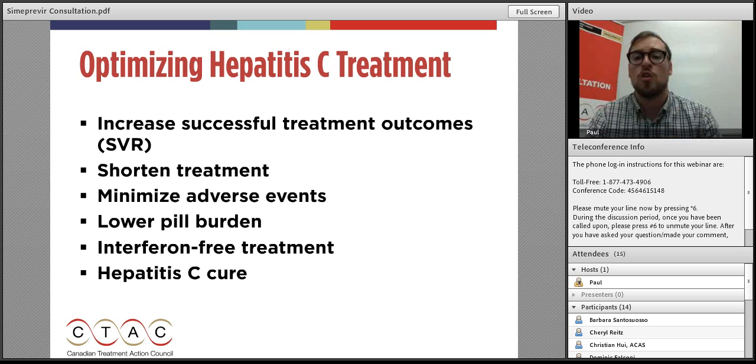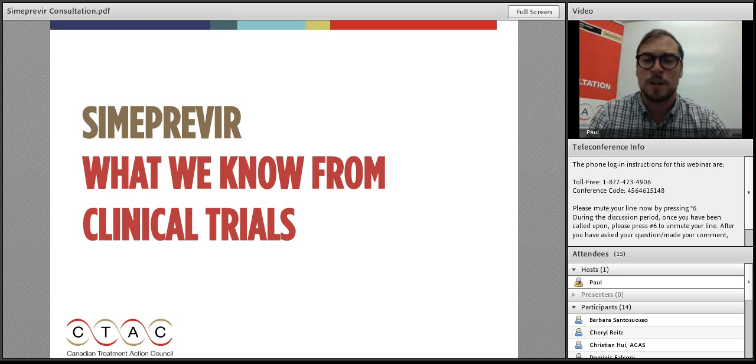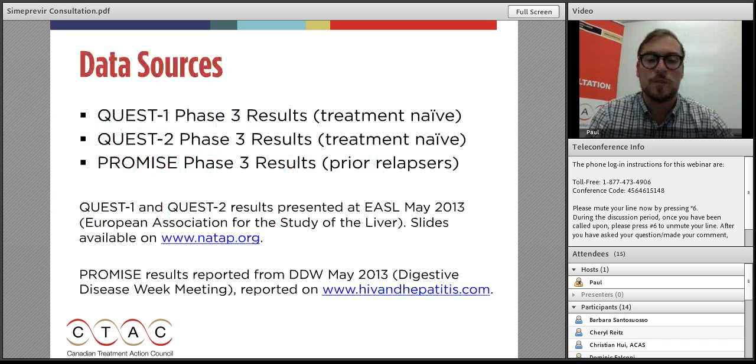Okay, so now I'm going to move into what we know about Simeprevir from the clinical trials. I want to give everybody full disclosure about where I have obtained this data. I'm going to share data from the phase 3 trials for Simeprevir, and specifically the Quest 1, Quest 2, and Promise trials. Quest 1 and Quest 2 were trials undertaken with treatment-naive patients, people who hadn't taken hepatitis C treatment before. And I also am going to share some really interesting results from the Promise trials, which are with people who have previously relapsed after hepatitis C treatment.